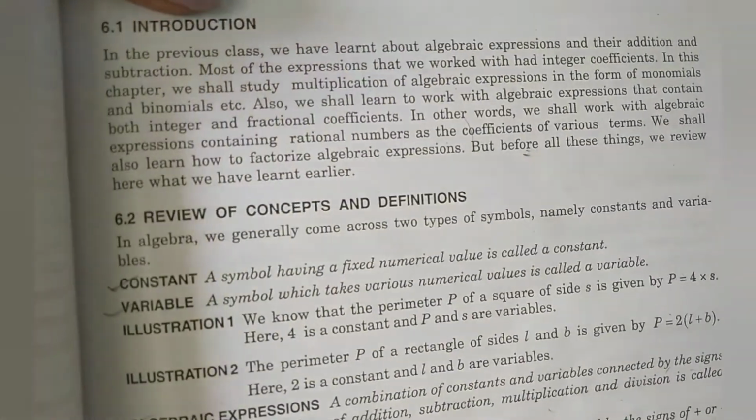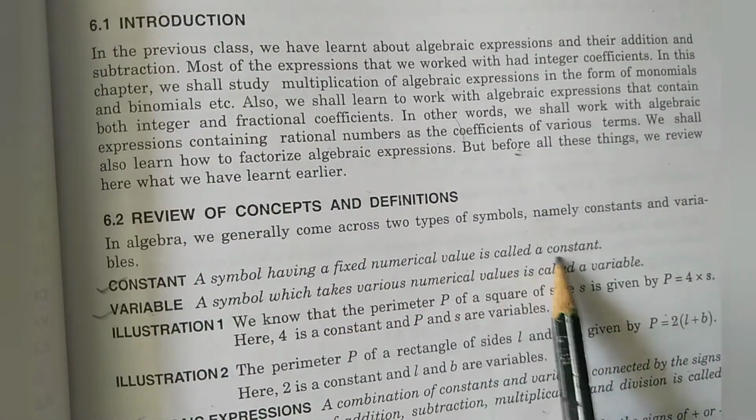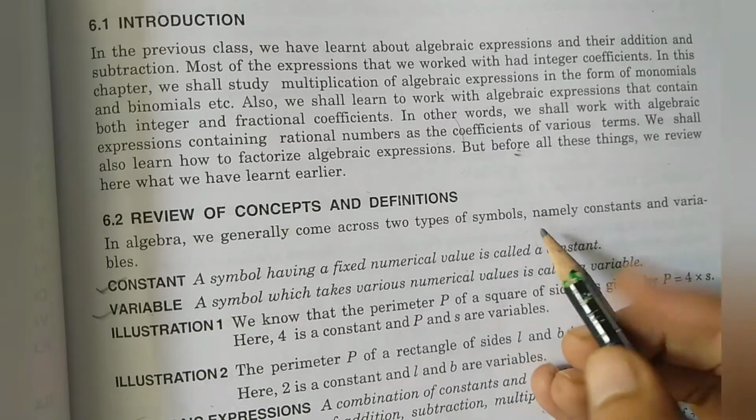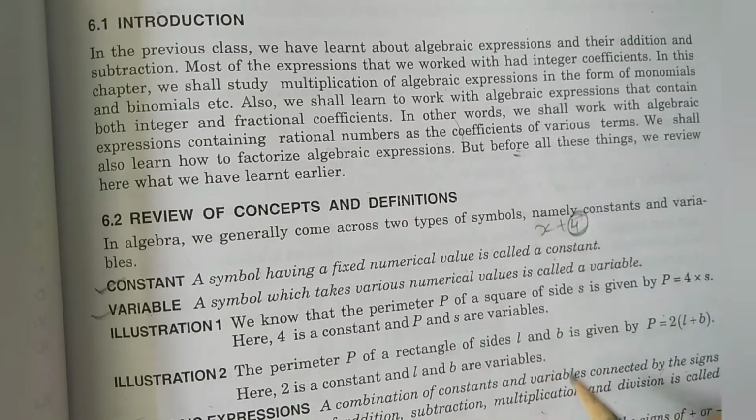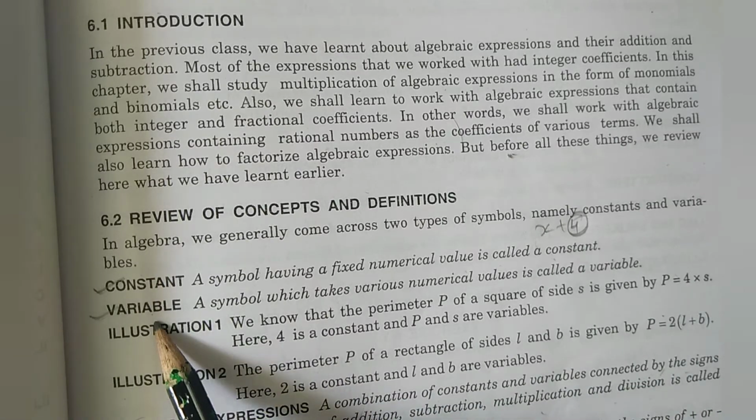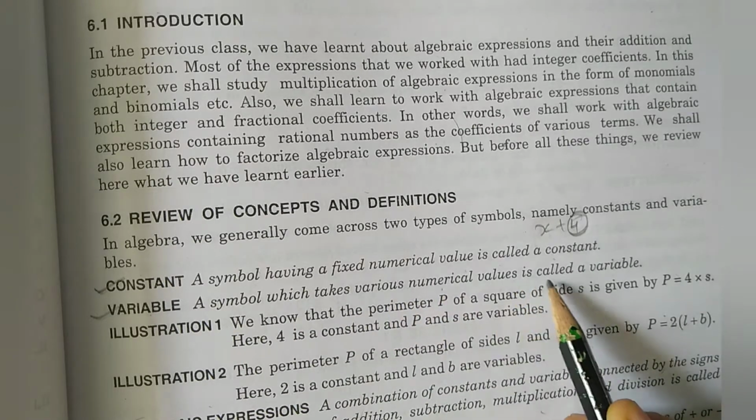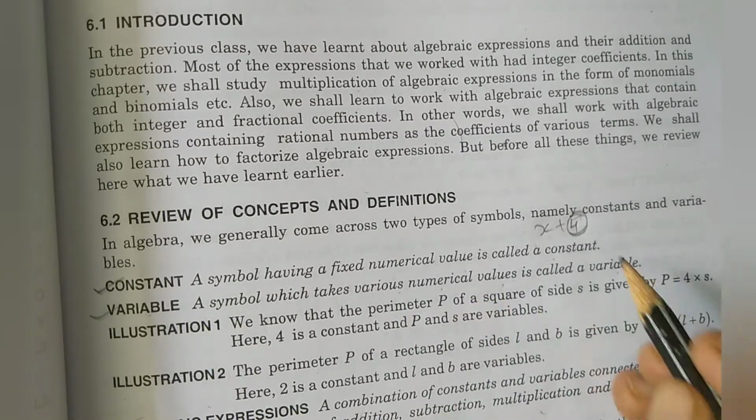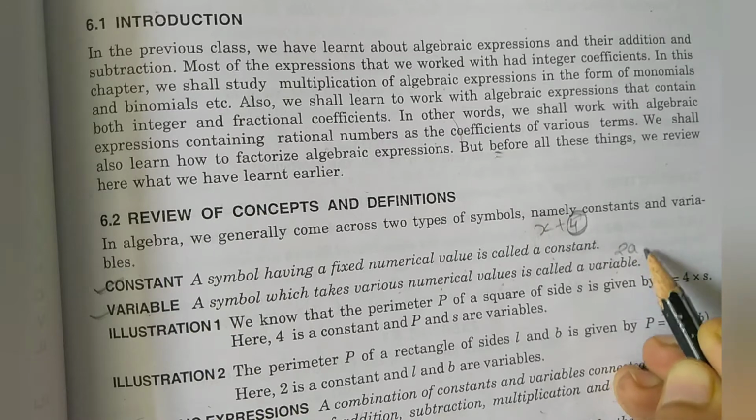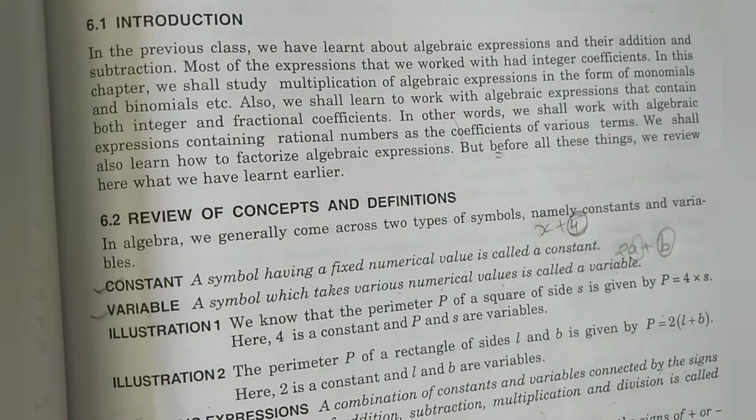First one is constant: a symbol having a fixed numerical value is called a constant. Now if you have x plus 4, so this 4 is called a constant. Now, another definition is variable: a symbol which takes various numerical values is called a variable. Now if you have 2a plus b, this a is a variable and b is also a variable.